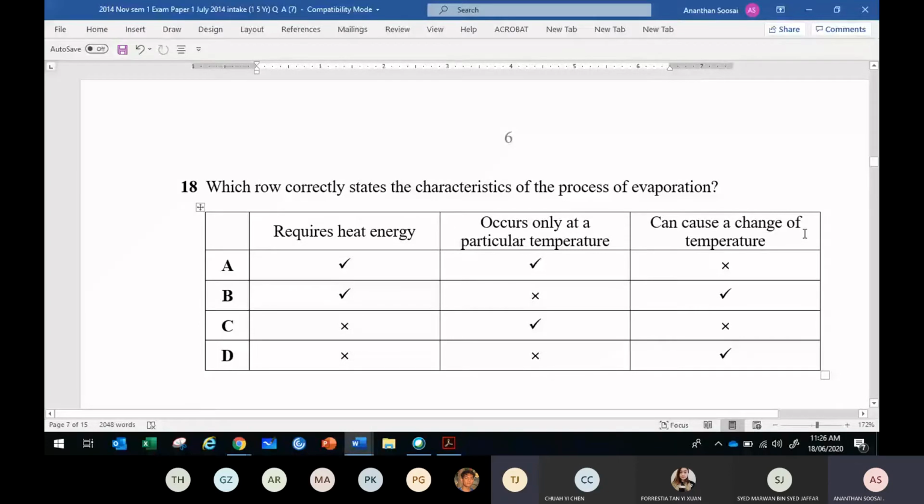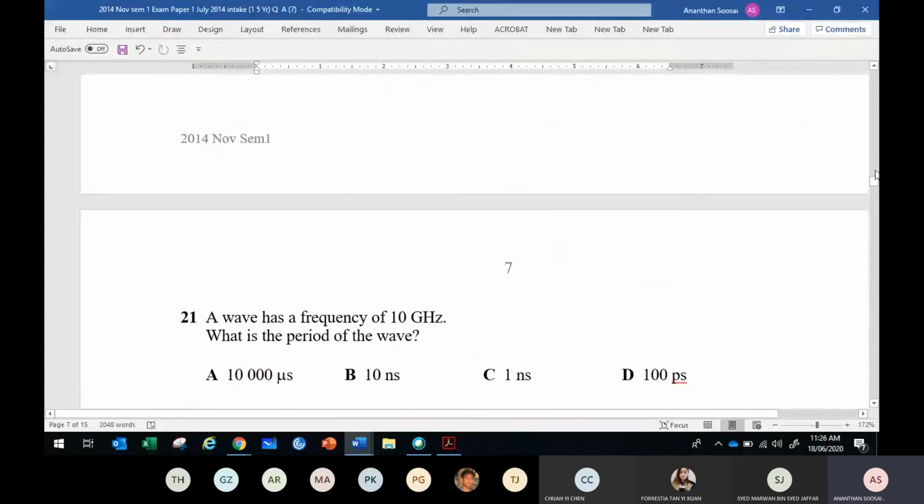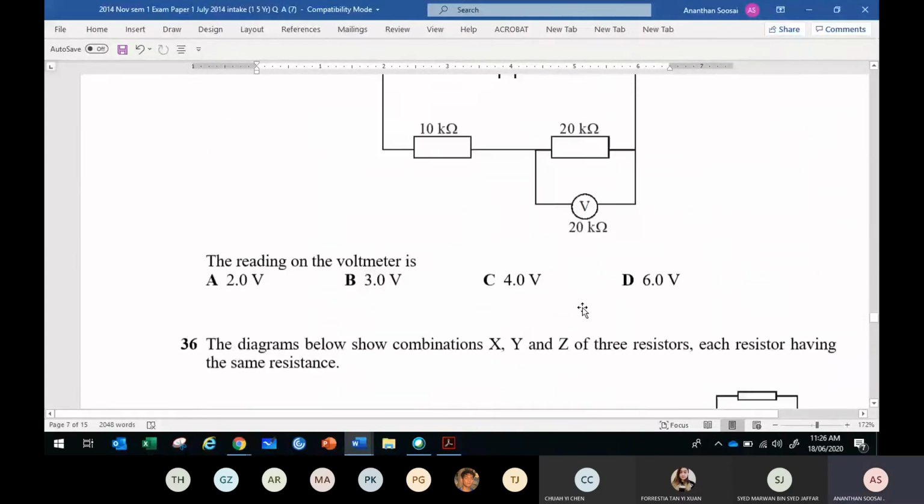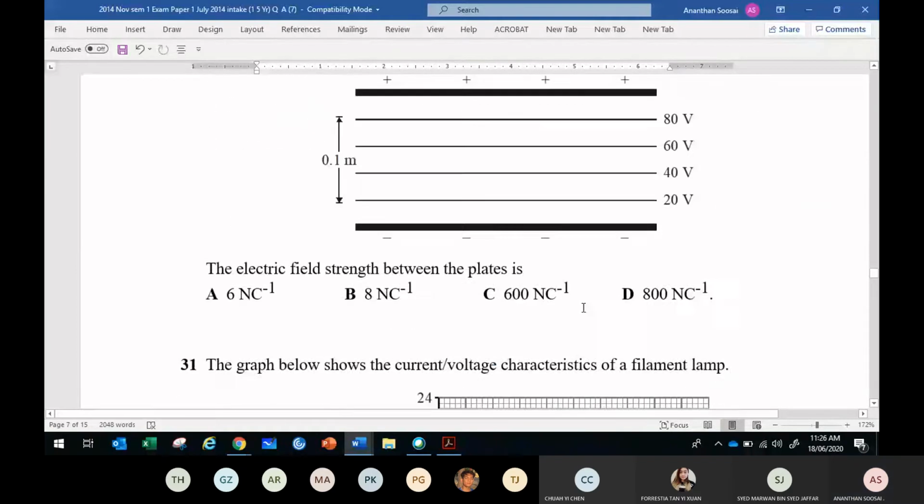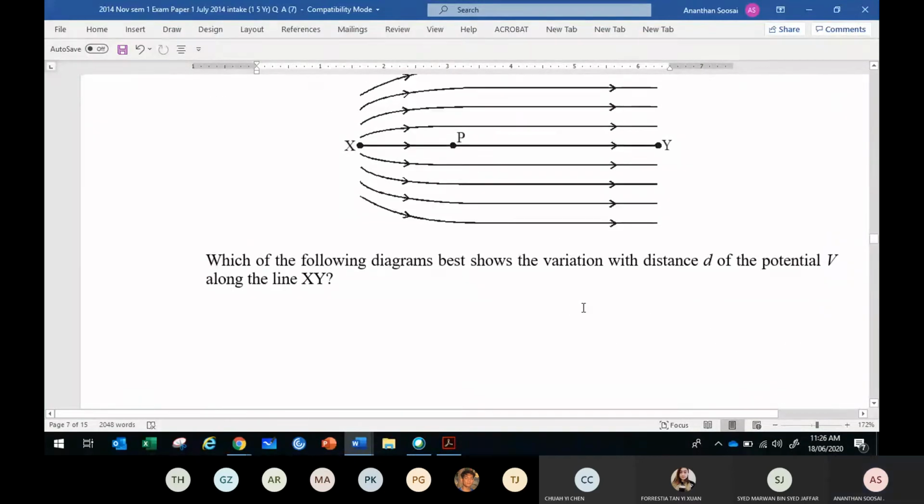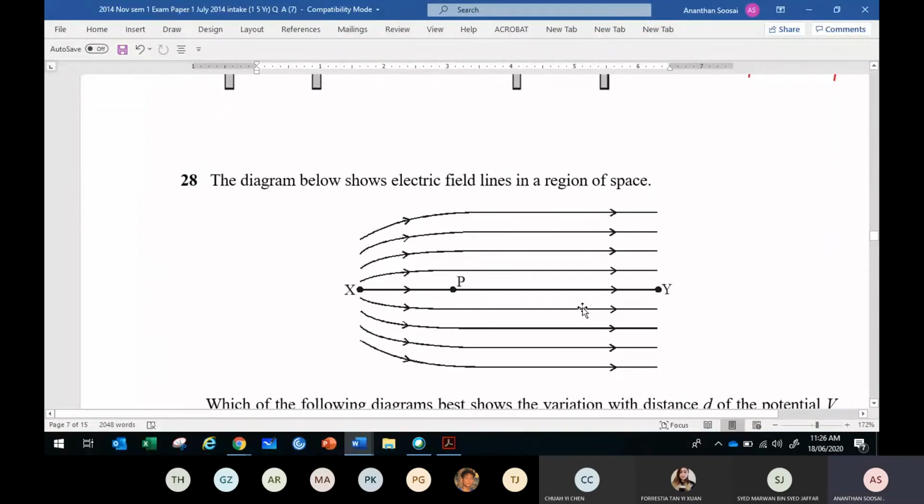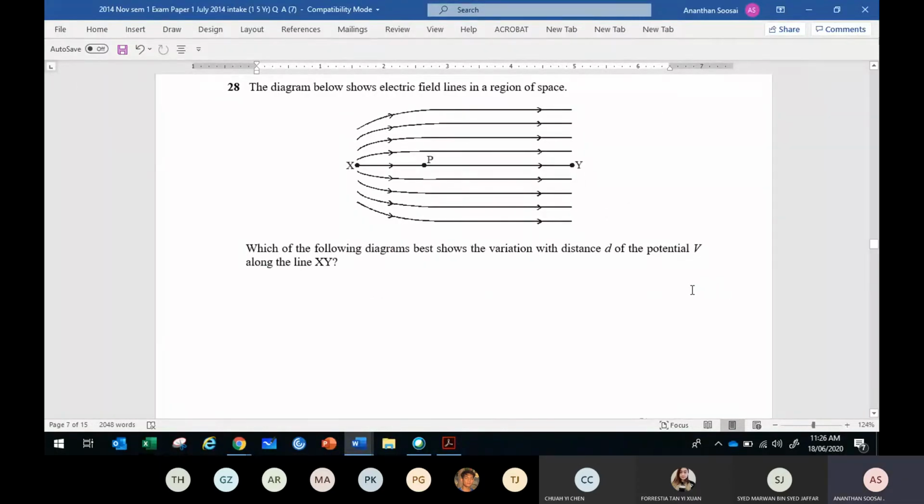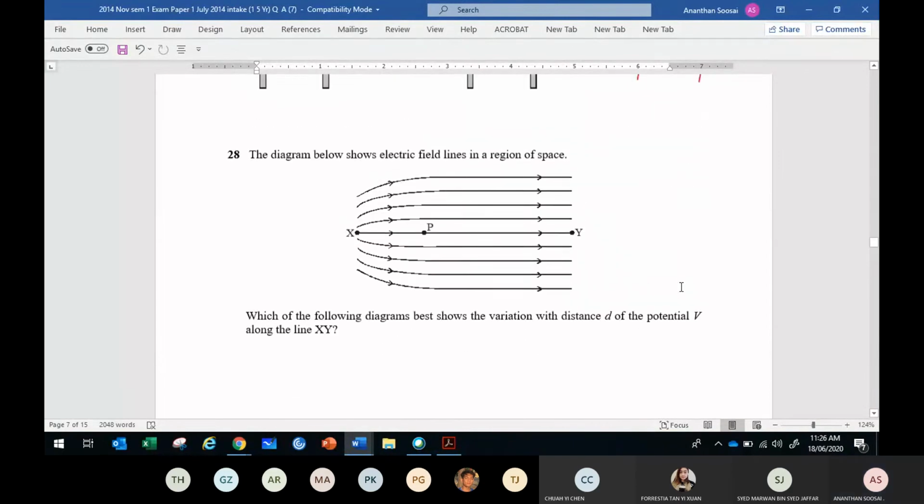28. Okay, we go to 28. Oh, electric field. Okay, look at the question first before we check the answer. The diagram below shows an electric field line in a region of space. Which of the following diagrams best shows the variation with the distance d of the potential V along the line xy?